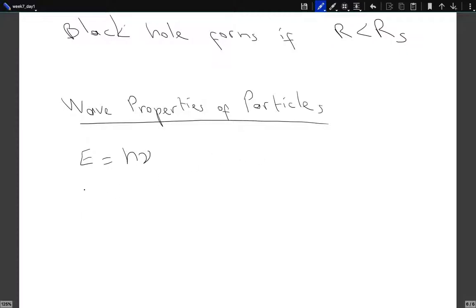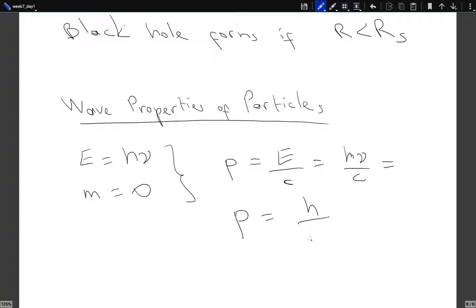That tells us that their mass is zero, but if their mass is zero, then their momentum is E over c. This was their momentum. We know their energy is h times nu. And what is c over lambda? Wavelength. So the momentum of these photons is h over lambda.